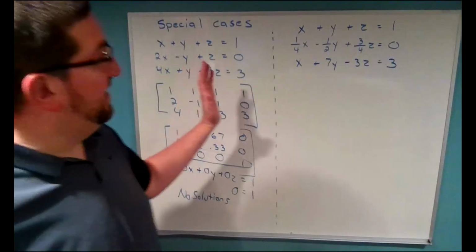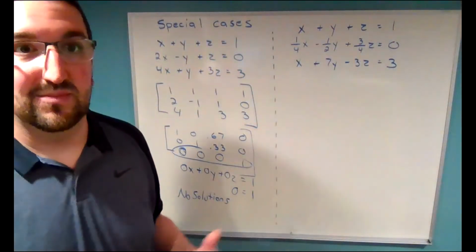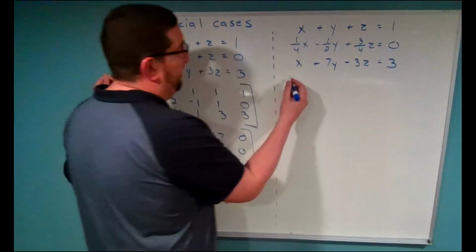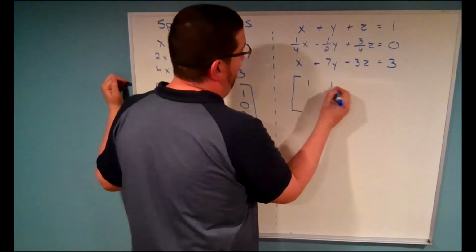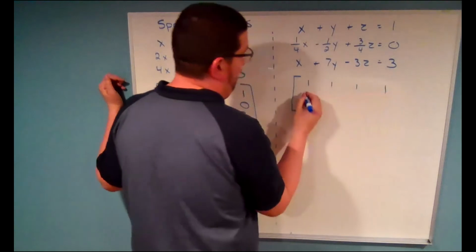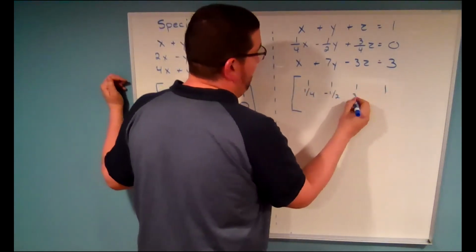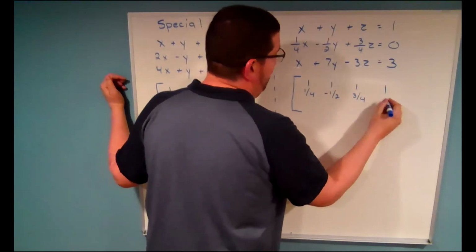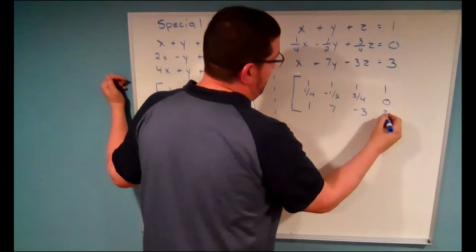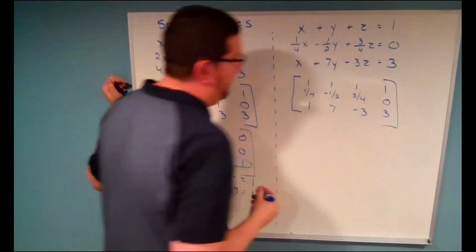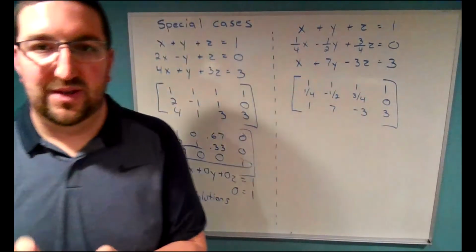Okay, so now we're going to move over to this next one. Next one's a little more challenging. We have some fractions in there. Let's just plug along. So our augmented matrix is going to be 1, 1, 1, 1, 1/4, negative 1/2, 3/4, 0, 1, 7, negative 3, 3. I'm going to do this in decimals. It's okay, you can do it any way you want.